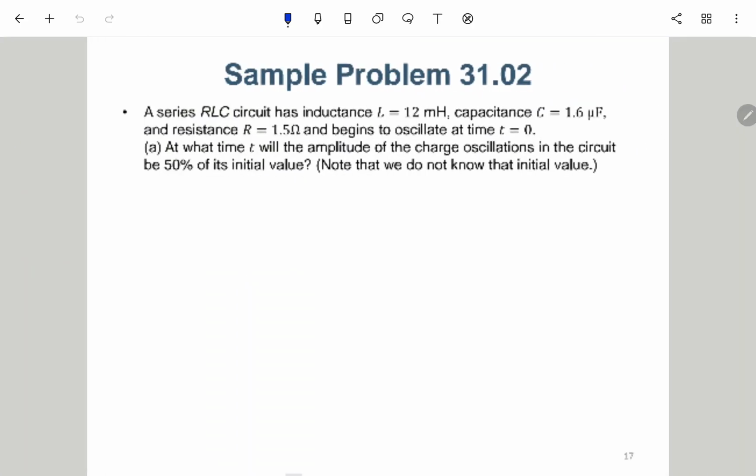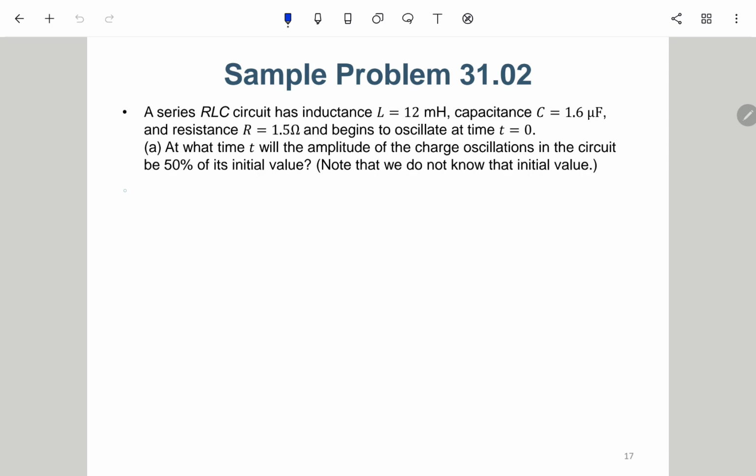So here we have another sample problem. It says a series RLC circuit has inductance L, capacitance C, and resistance R, and begins to oscillate at time t equals 0. At what time t will the amplitude of the charge oscillations in the circuit be 50% of its initial value? Note that we do not know the initial value.